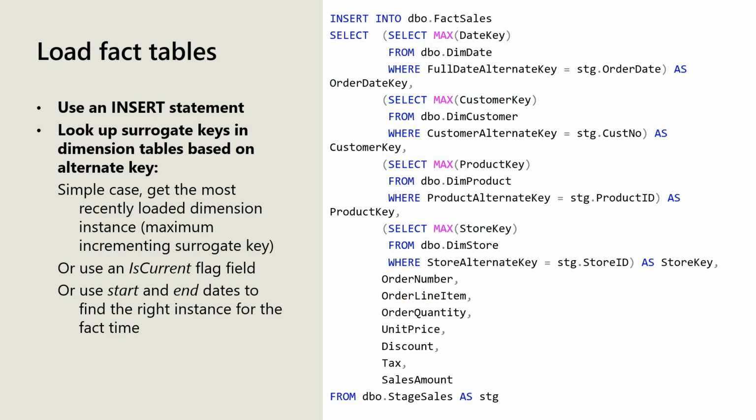The key challenge in loading fact tables is the need to look up the correct surrogate keys for each row. Typically, the stage data will include the alternate business or natural key, but you need to use the surrogate key in the fact table so that each row is related to the correct instance of each dimension for the time at which the fact occurred.